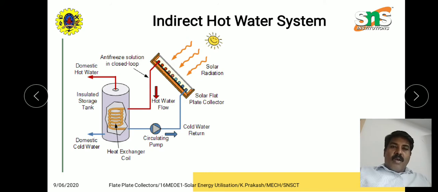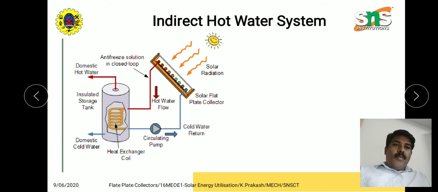In this indirect hot water system, we are using solar radiation and a flat plate collector, and here we are using a circulating pump. This circulating pump pumps the cold water and makes it pass through this system. As the circulating pump passes the cold water, the water gets heated, and the hot water comes back and is stored here and used for some domestic purpose.